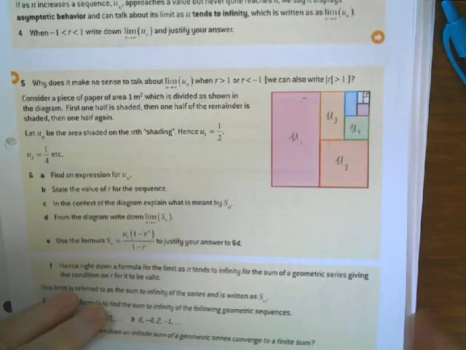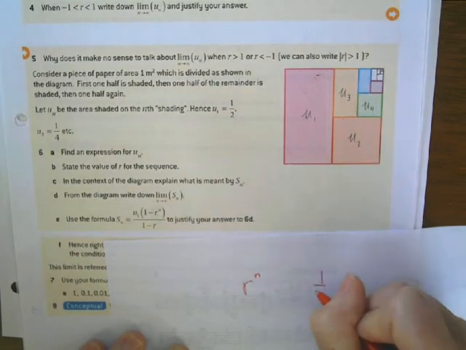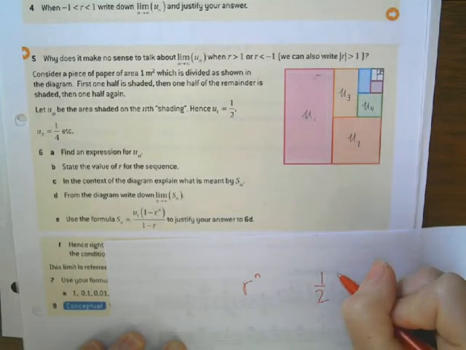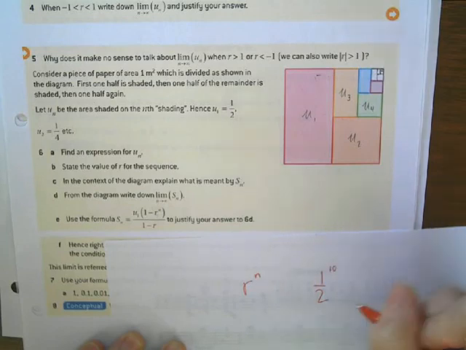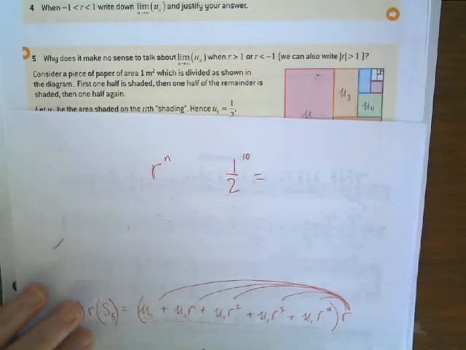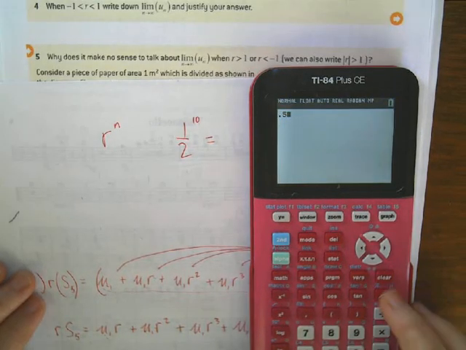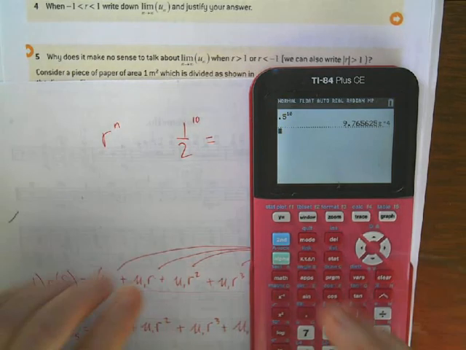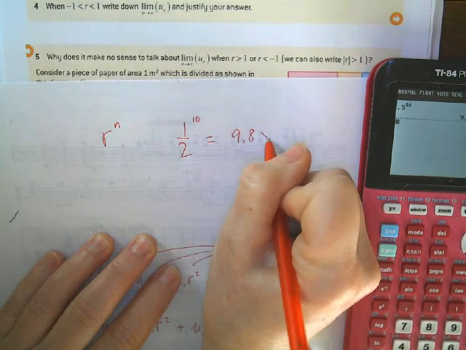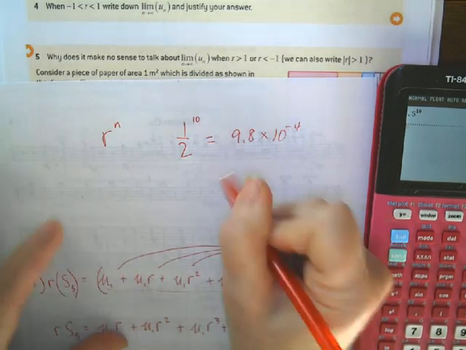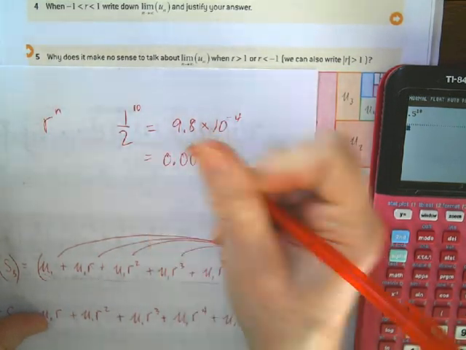So if I take r to the n, and r is a fraction, say it's 1/2, and n is a really big number. We don't even have to do a really big number. Let's just say it's 10. What's 1/2 to the 10th? If I take my calculator and I have 1/2 raised to the 10th, it's 9.8 times 10 to the -4. So that would be 0.00098. That's just to the 10th.